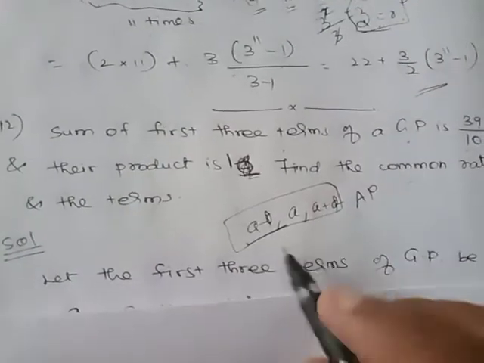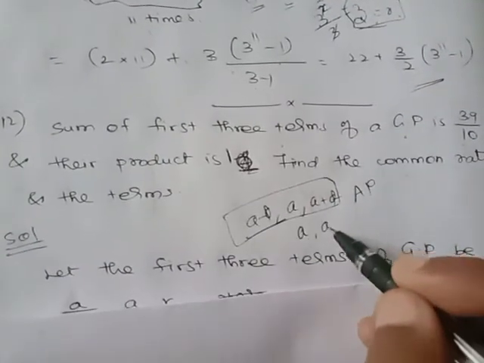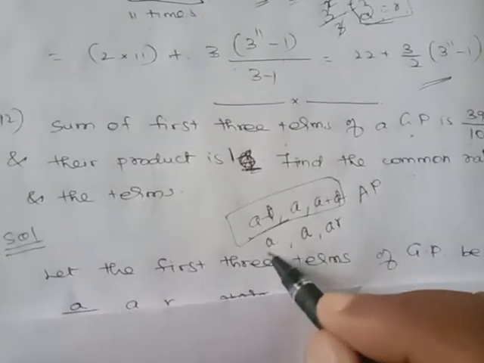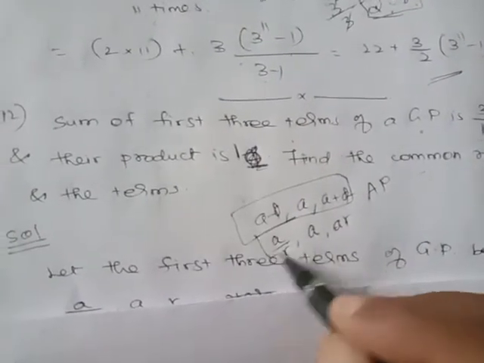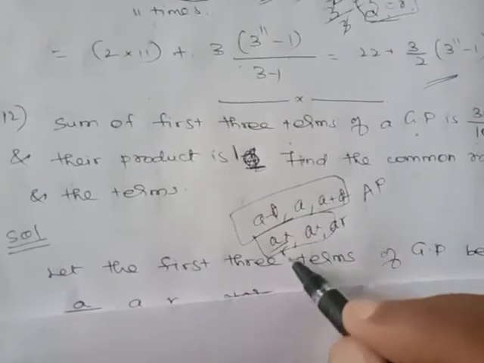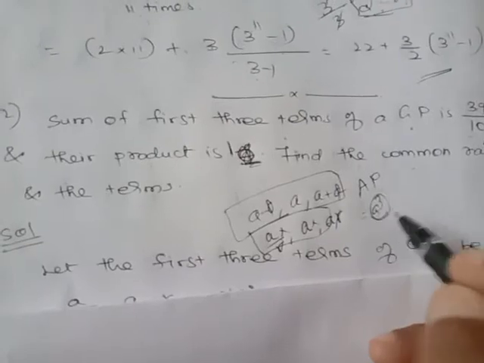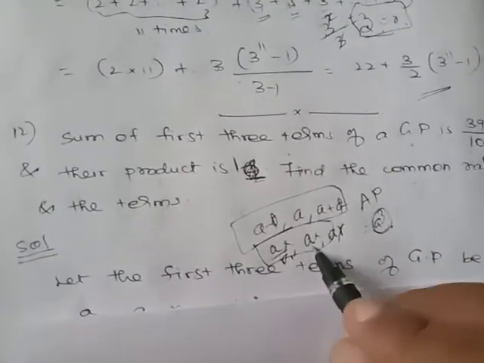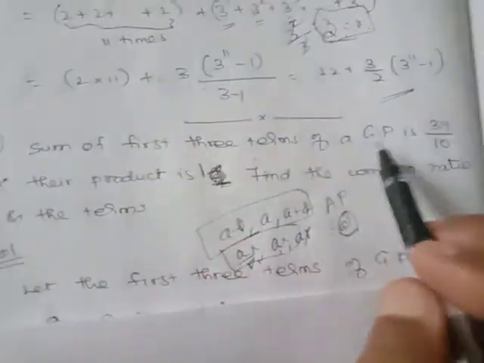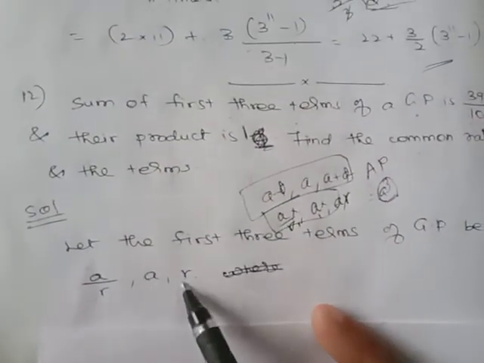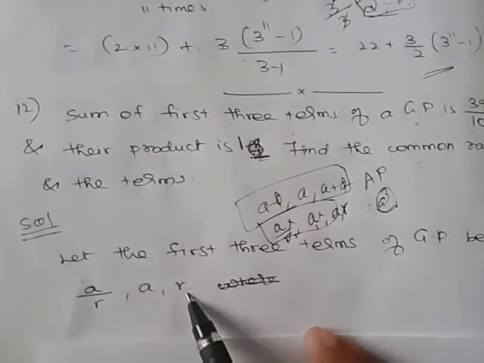Here we are having a GP. You know that it can be written in the form of a, ar, and the first term can be written as a divided by r, so that when we do the multiplication, this r value will get cancelled. We will get the value of a cube. Hence we are taking those first 3 terms of a GP as a by r, a, ar. I hope you can understand this.